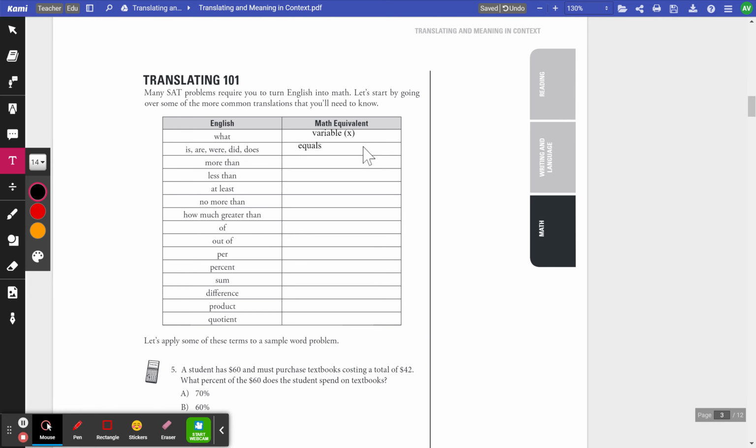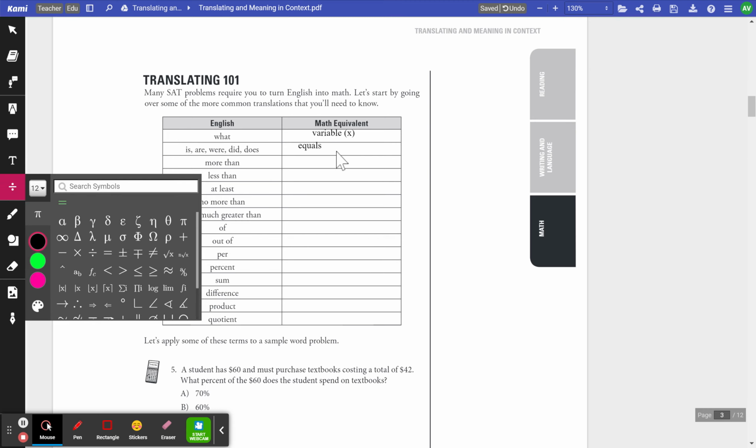Or you could also use the math symbol. Some of you are really good at this, some of you are less familiar. You could put math symbols the same way that you put a text box. So I'm going to put a math symbol here. I'm going to use the equal sign. And if I wanted to shift this box, I use this, and then I can shift it.